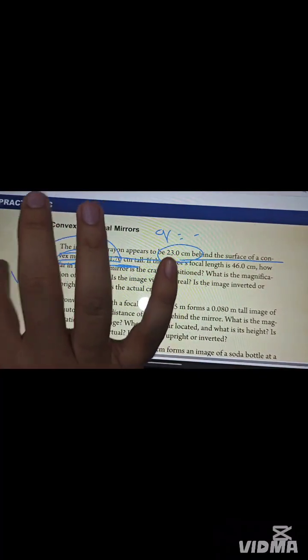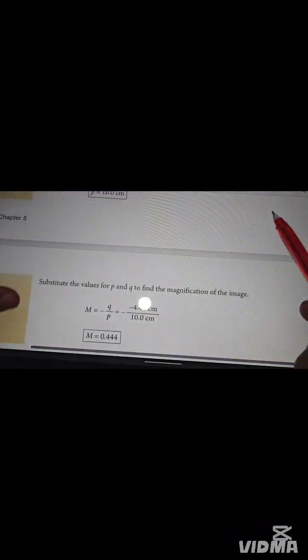So this h dash, because here it is written tall. So q is negative 23 and h dash, as we said, must be positive in a convex spherical mirror. Let's take a look: h dash positive. If the mirror's focal length is 46 centimeters, this 46 focal length must be negative.